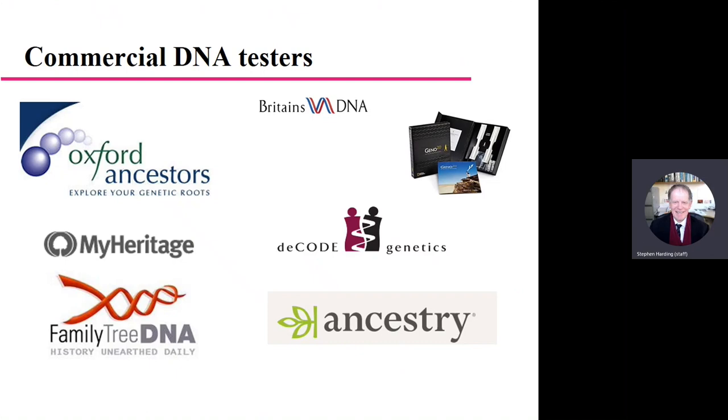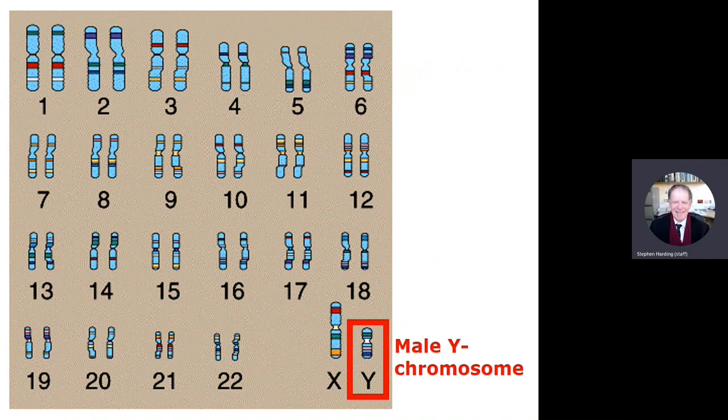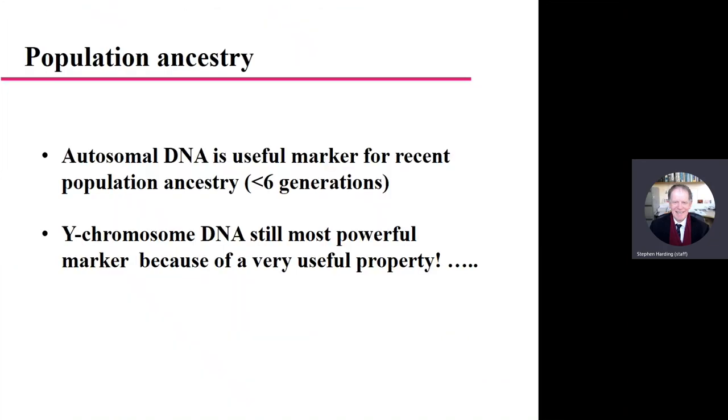And deCODE Genetics, based in Iceland, is good. Okay, but still, in terms of population ancestry, the male Y chromosome is possibly the strongest, and for good reason. And I'll show you what that reason is now. So, yeah, Y chromosome DNA is still the most powerful marker, in our opinion, because of a very useful property. Do you know what that property is? What else do blokes pass on along the generations besides the Y chromosome?